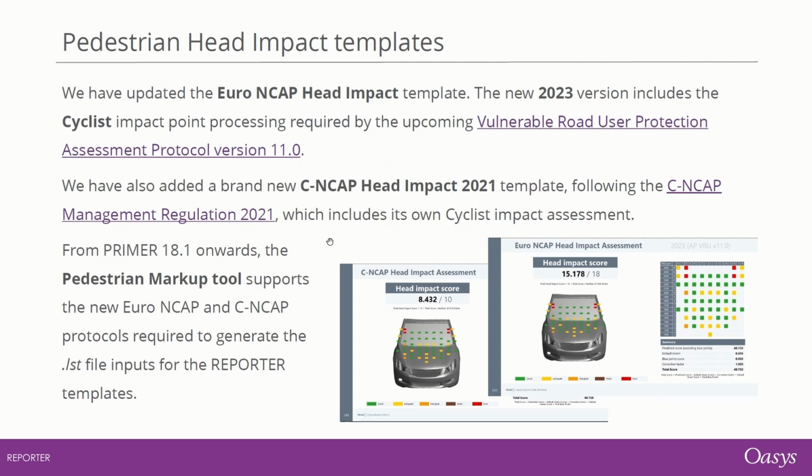Next, we've got the Pedestrian head impact templates, and these have been updated for the Euro NCAP to a newer 2023 version, which also includes the cyclist impact points, as per the Vulnerable Road User Protection Assessment Protocol version 11. We've also added a brand new China NCAP head impact for 2021, and this follows the C-NCAP Management Regulations for 2021. So if you want to check any of these protocols, you can click on these links if you go to that new features PDF that I showed you at the beginning of this webinar.